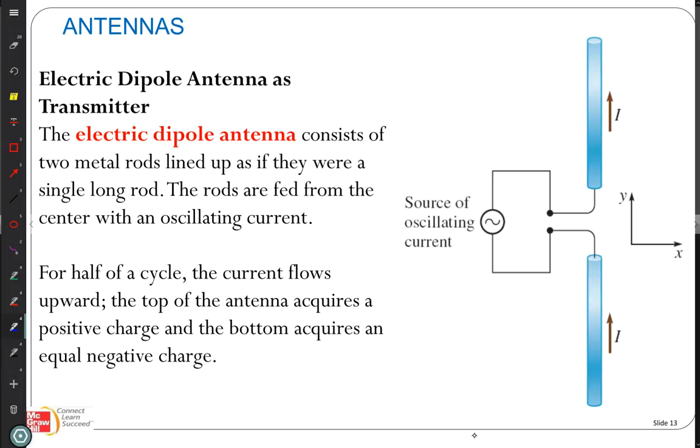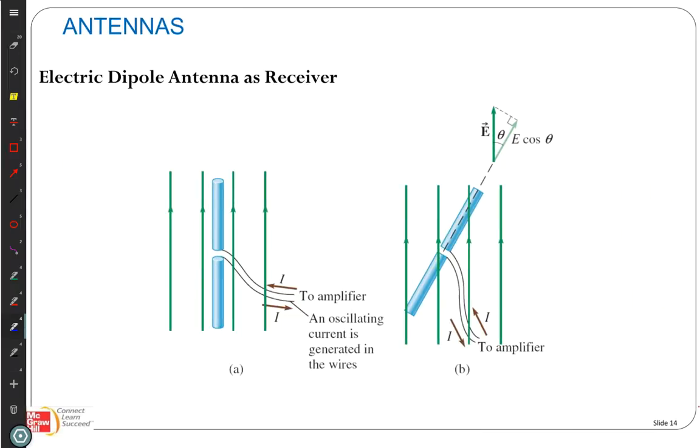So you just have an oscillating source here. If this side is positive and this side is negative, then current is going to flow the way the arrows are shown. And as the voltage reverses, the arrows are going to reverse. So you just have current going back and forth, creating electromagnetic waves.